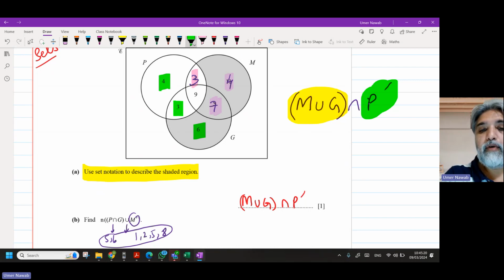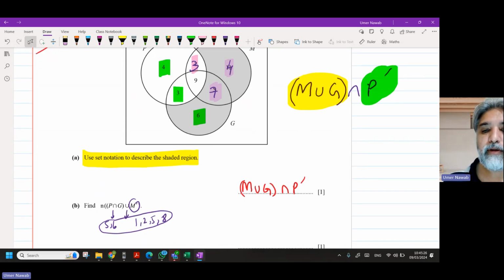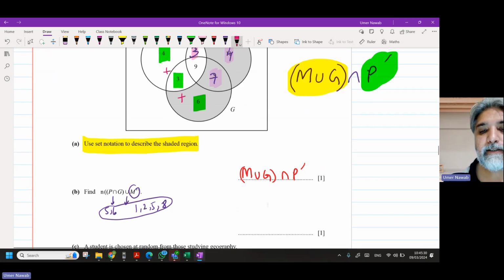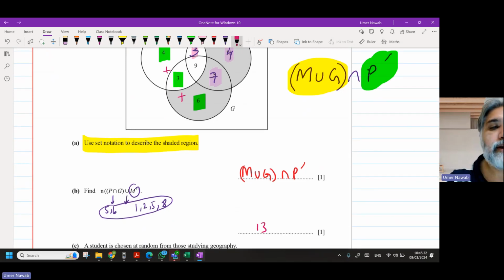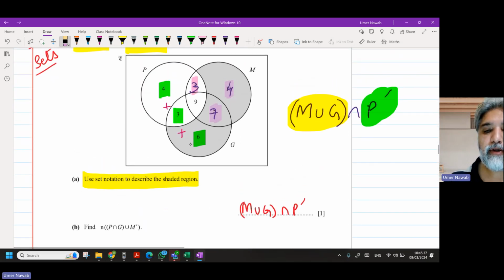Any student, out of 30 students you pick, they will definitely take at least physics, math, or geography. So 4 plus 3 plus 6 gives you how much? 7 plus 6, 13 students we have. This is a pretty simple question, and mashallah, you guys can easily do that.